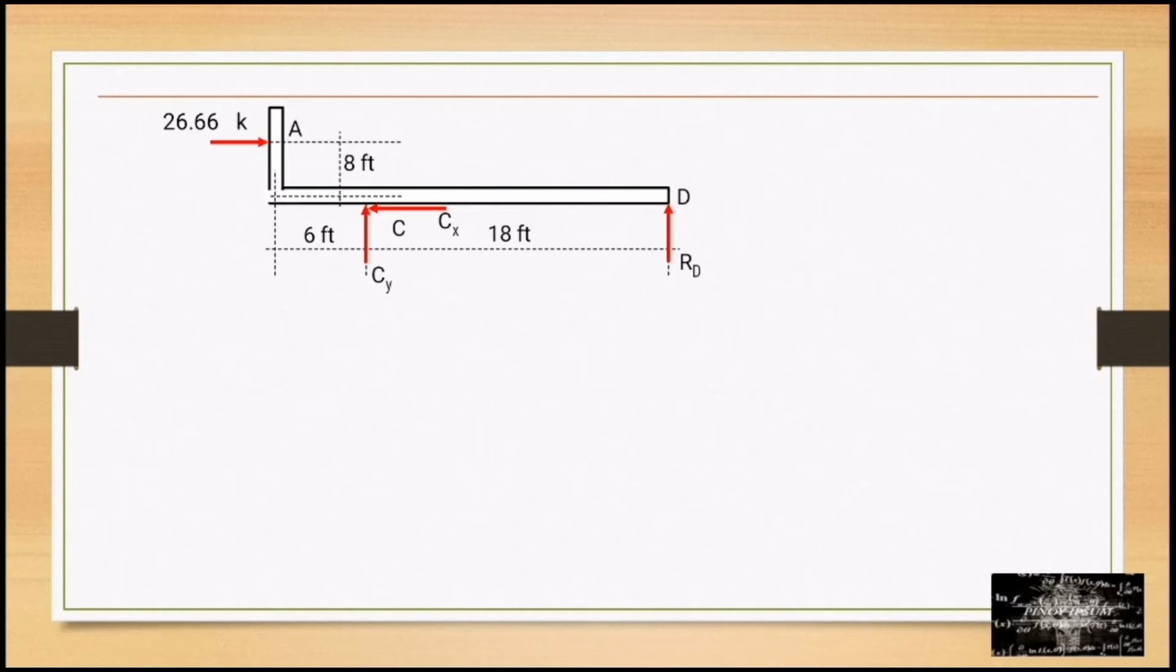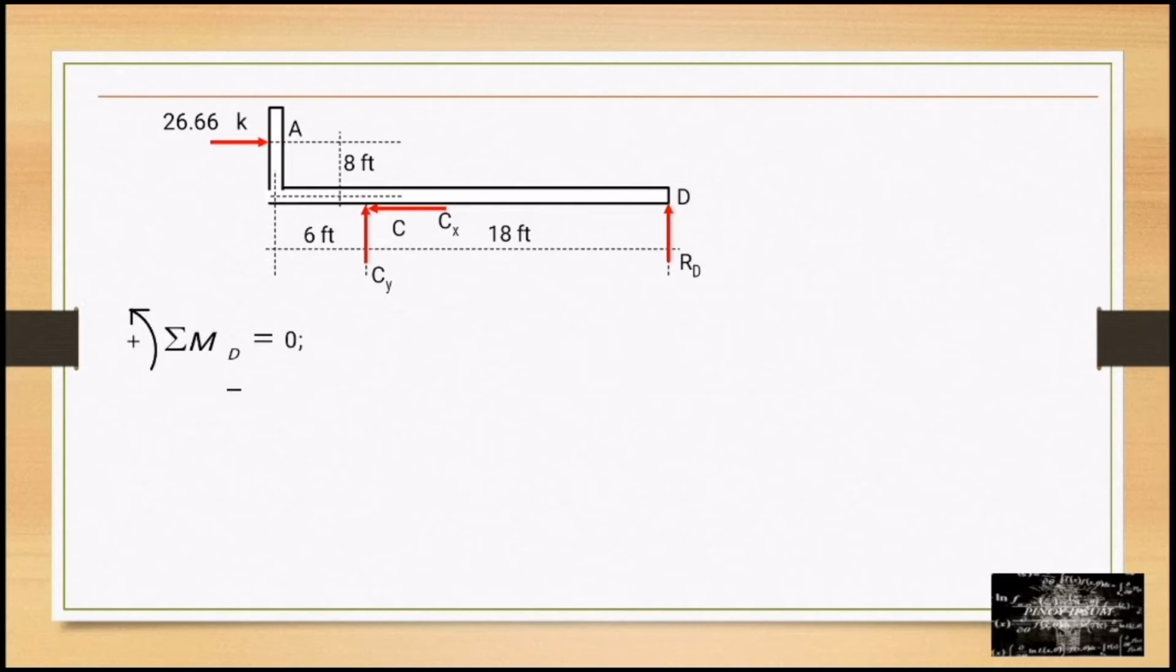So, by inspection, yung mga unknowns natin, we have 3 unknowns, CY, CX, and RD. So, pwede makuha lahat, no? It's either mag-moment ka sa point C or mag-moment ka sa D. Okay. So, moment tayo sa D. So, summation of moment at point D is equal to 0. So, considering counterclockwise is positive.